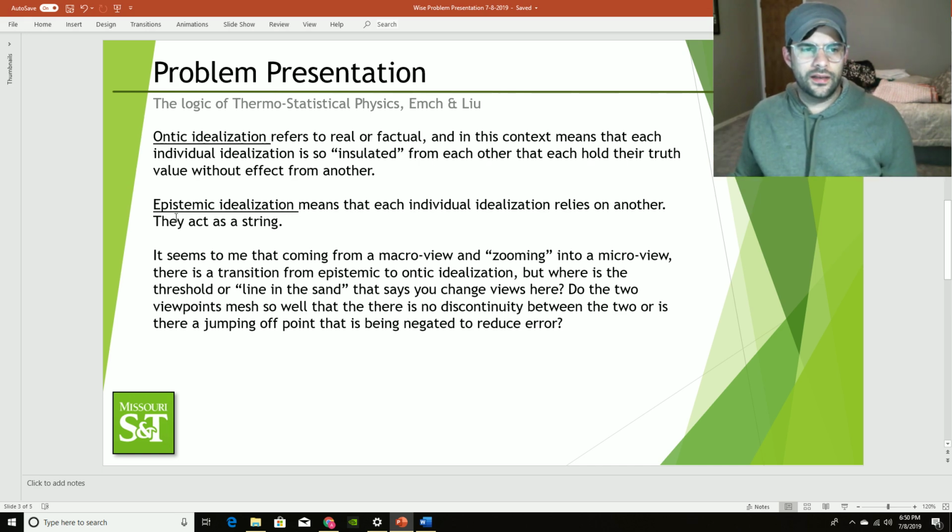And then epistemic idealization means that each individual idealization relies on another. They act as a string. So if one falls, they all fall, like the Three Musketeers almost.